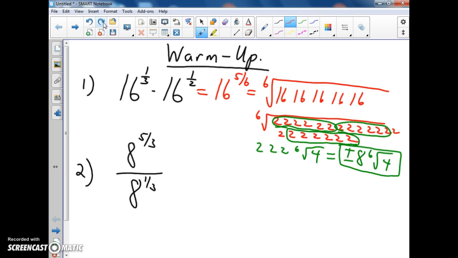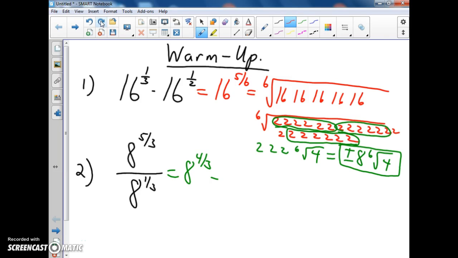Okay. 8 to the 5/3 divided by 8 to the 1/3. Do you divide 8 by 8? No, okay. All right. Do you subtract the exponents? Yes. Yes, of course you do. Okay. So, all right, so you're going to get 8 to the 4/3, right? 5/3 minus 1/3, 8 to the 4/3 is right. There you go. 8 to the 4/3.